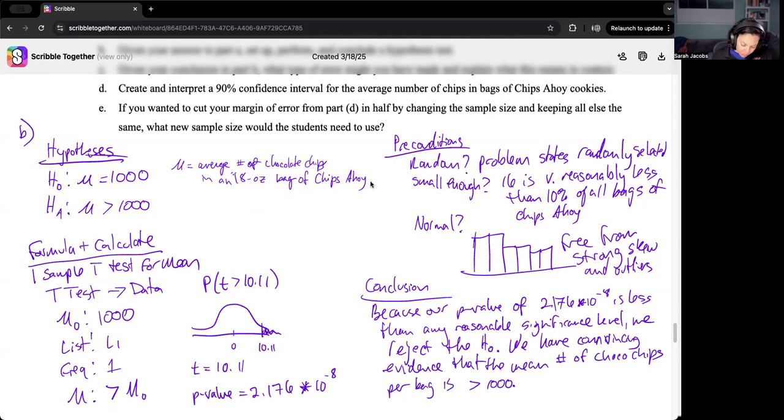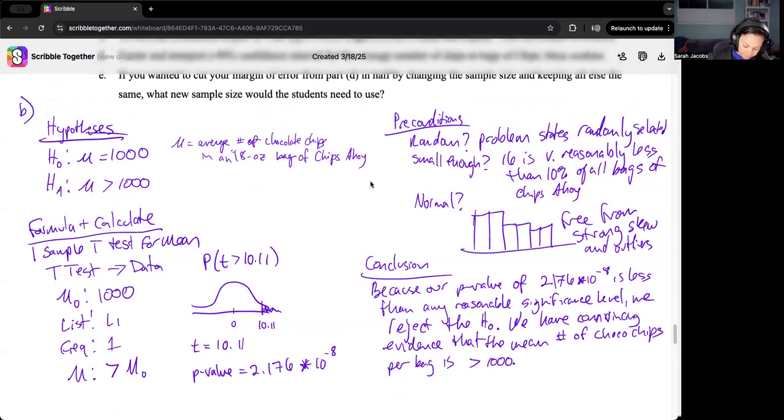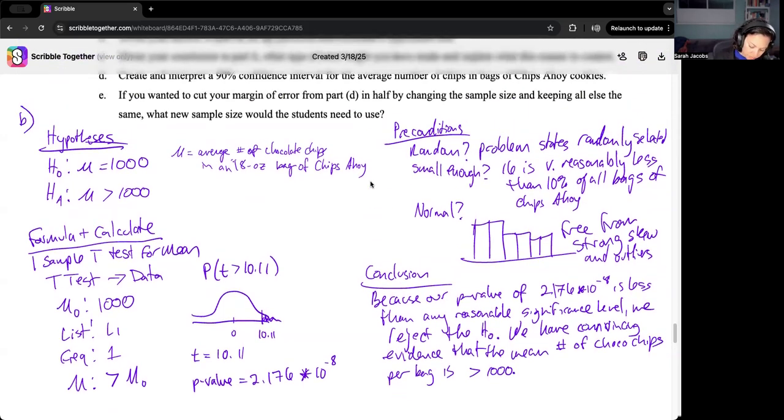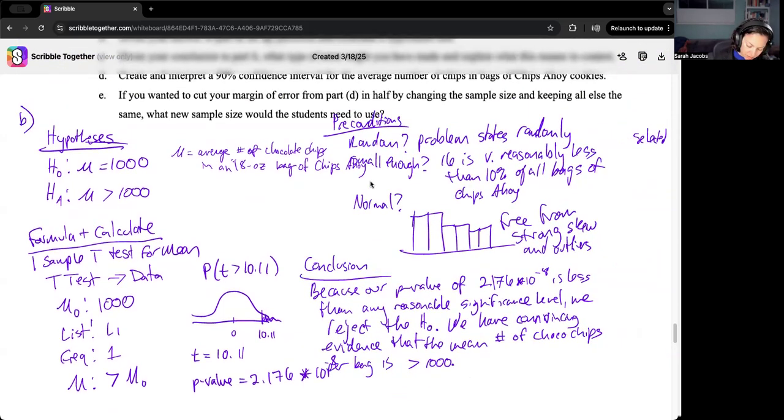Given your conclusion in part B, what type of error might you have made, and explain what this means in context? Okay. I'm going to shrink this down.